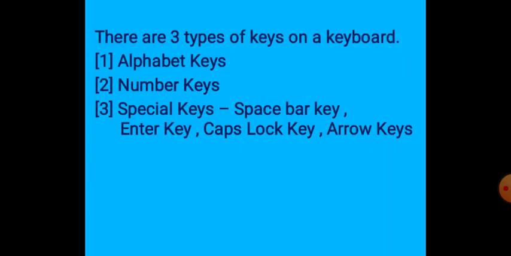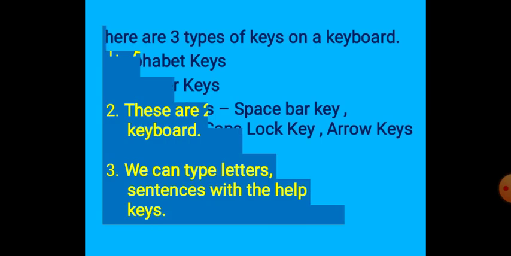So children, mainly there are 3 types of keys on a keyboard: alphabet keys that are marked with alphabets, number keys that are marked with numbers, and some special keys that have some other work, like the space bar key. Children, the space bar key is used to give space. The enter key is used to enter a new line in a document, and the caps lock key is used when we have to type in capital letters. We use arrow keys to move the cursor, and one by one we will understand each of these keys.